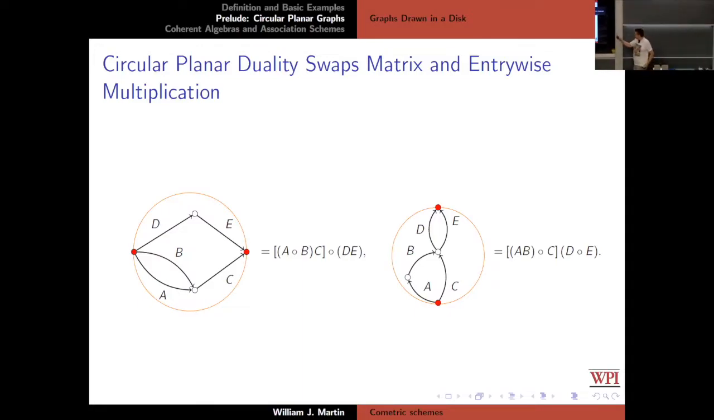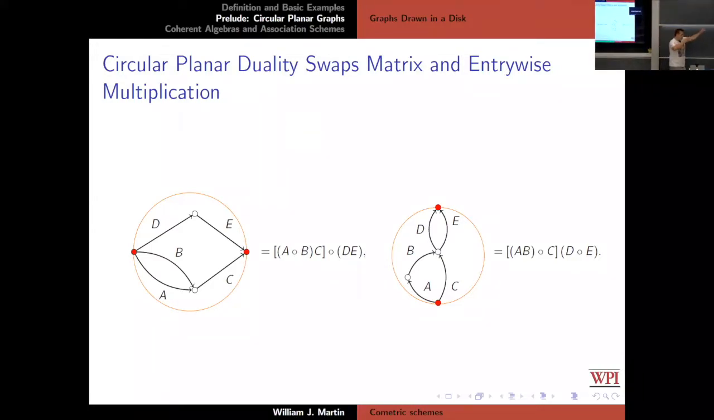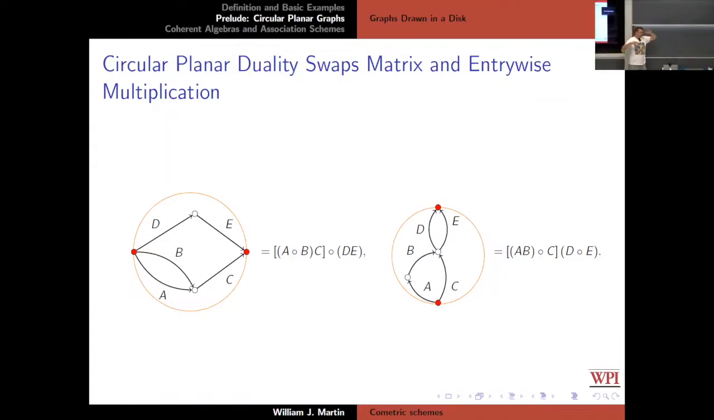So the circular planar dual corresponds exactly to swapping entrywise multiplication and matrix multiplication. And there's this strange thing, association scheme duality. Association scheme duality is somehow connected to linear programming duality. It's somehow connected to duality of character theory. There are all these duals in mathematics, and it's really strange when they sort of coincide, even partially. Okay, so I'm going to get back to this.